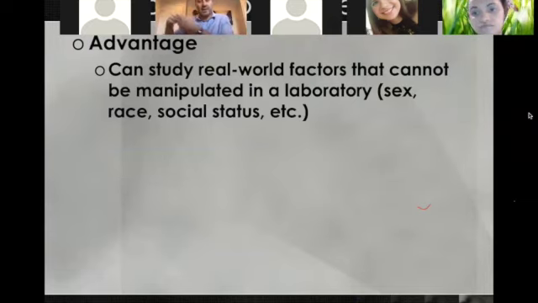experiments involve manipulating variables. There's certain variables you cannot manipulate. You can't manipulate if someone is a male or a female. You can't manipulate what race someone is, what social status they are, et cetera. And what that means is you can't do true experiments on those variables. But that doesn't matter for correlational research. You can still do correlational research on those variables. So it's a little bit more flexible than experimental research, as we will see.